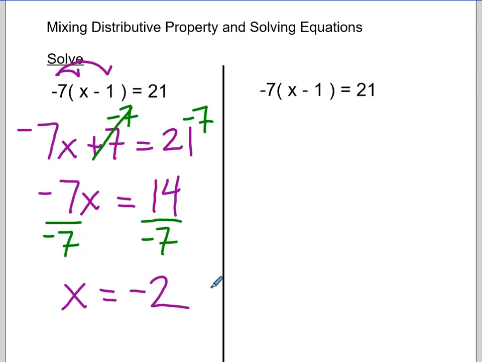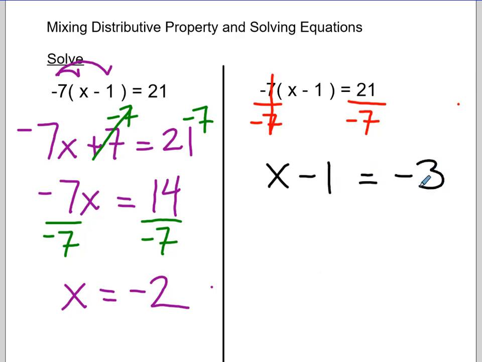If I try the second method, where I'm going to divide both sides by negative 7 to start the problem, and not every problem is the same, so you have to really think these through to decide what the best strategy is to use. These will cancel. And now I'm left with x minus 1 equals negative 3. And if I add 1 to both sides, that will undo that subtracting of 1. I am left with x equals negative 2. And again, I got the exact same answer, which I would fully expect because it's the same question.